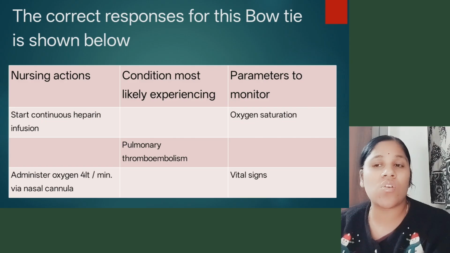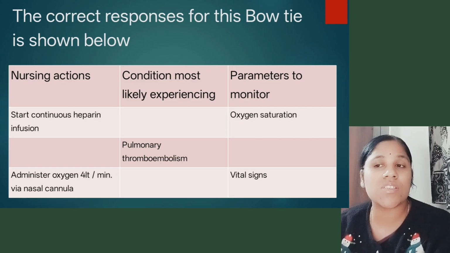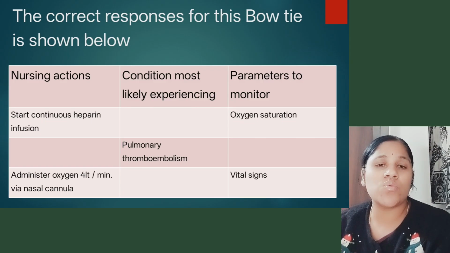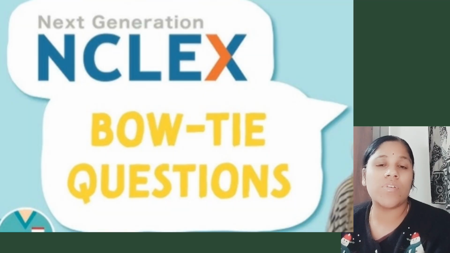So the right options are to start continuous heparin infusion and administer oxygen 4 liter via nasal cannula. And the condition the patient is experiencing is pulmonary thromboembolism, and the parameters we need to monitor are vital signs and oxygen saturation, which are the most important at this particular time. So this is how we are going to solve this bowtie type question. I hope this has cleared your doubt regarding this bowtie type of question in the NGN NCLEX series.